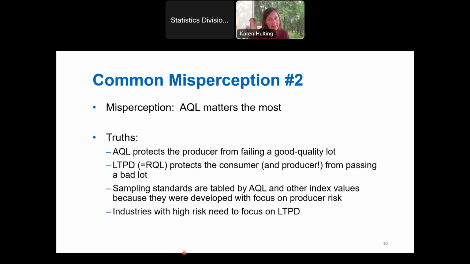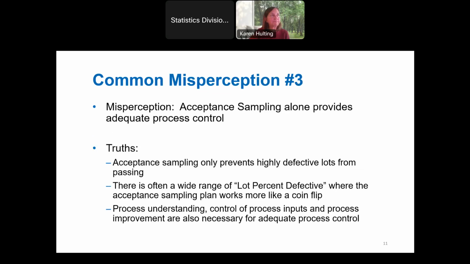Now, that is kind of a logical struggle, especially in a risky industry. We don't want to accept any level of nonconformance, right? So we're going to talk about how we can handle that in a plan with statistical rationale. But I would just say the most important takeaway from this slide is that industries with high risk ought to be focusing primarily on LTPD as a first concern, and then look at AQL as a second concern. And I'll show you how to do that.